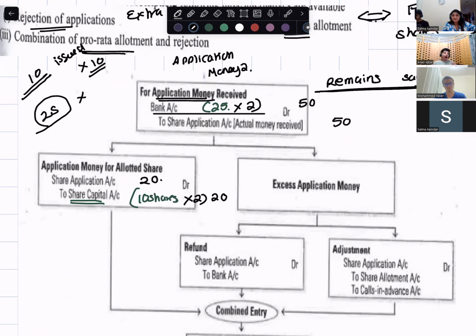So you receive the money, then you accept the applications. I received applications for 25 shares, but I accepted the application only for 10 shares. So what I accepted is capital. What is the excess money that I have received?